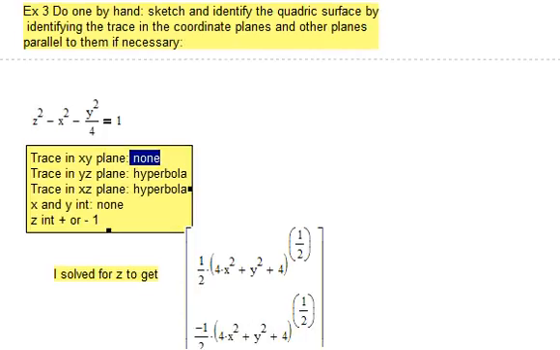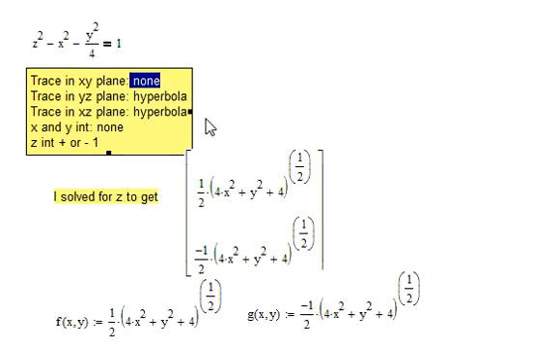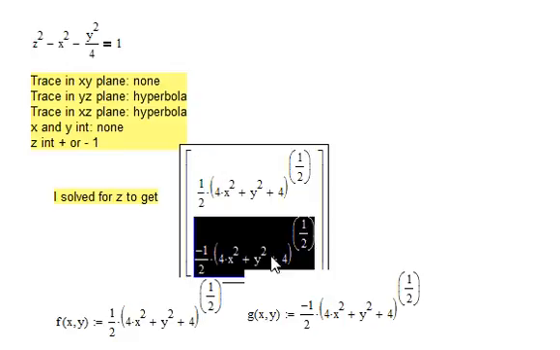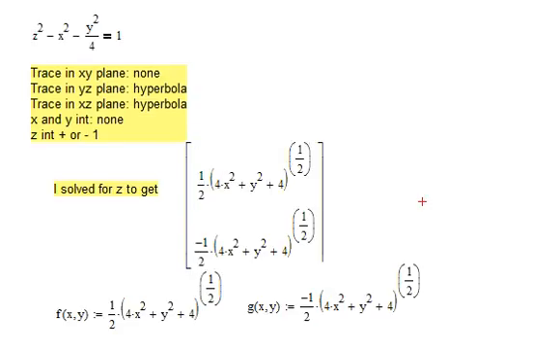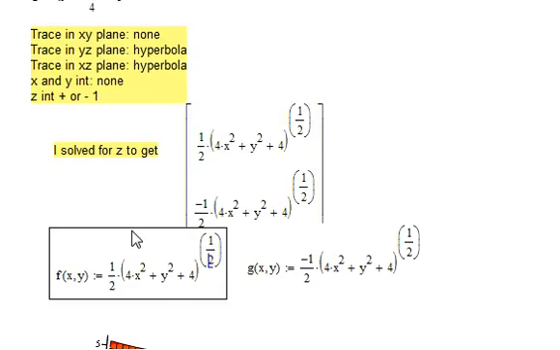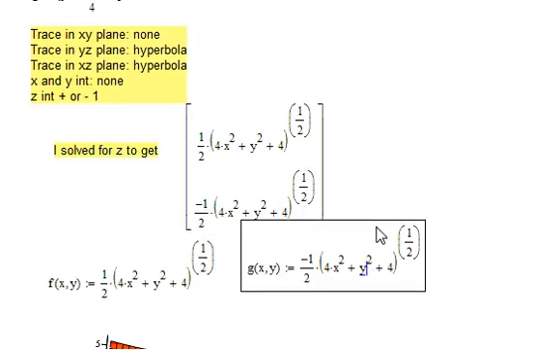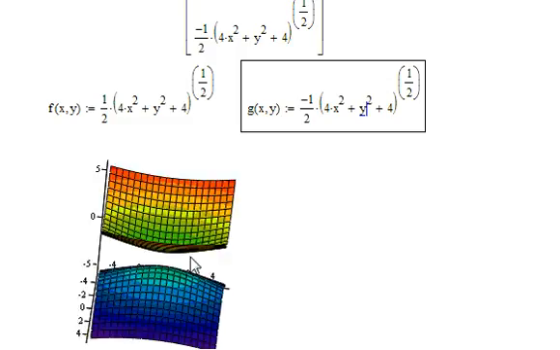And I can actually use my software to draw that one. I have to solve this equation for z there. And here's the two solutions when you solve for z. So you have to make a function out of each one of those solutions, a function of two variables, and then the software will graph it.